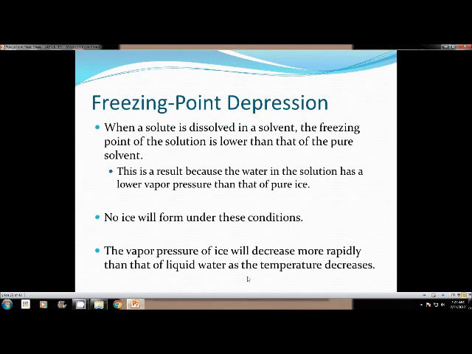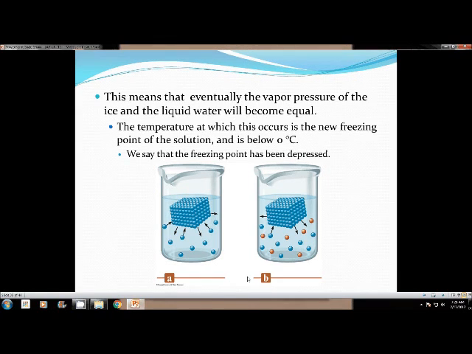This is a result because the water in the solution has a lower vapor pressure than that of pure ice. And so no ice will form under the normal conditions. The vapor pressure of the ice will decrease more rapidly than that of the liquid water as the temperature decreases. So it's making it freeze at a lower temperature. This means that eventually the vapor pressure of the ice and the liquid water will become equal.